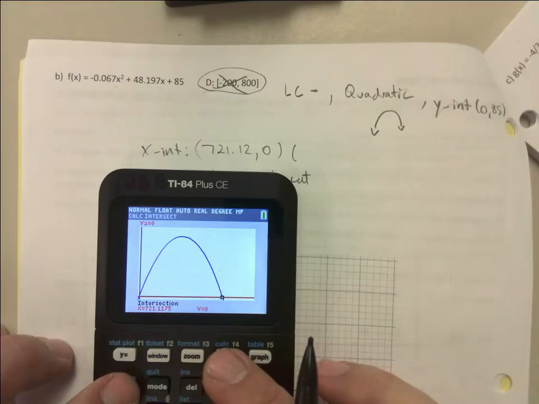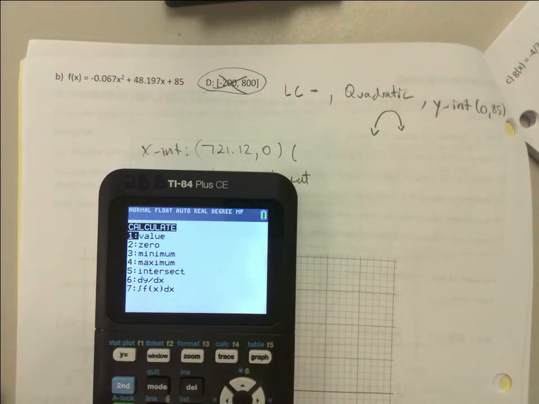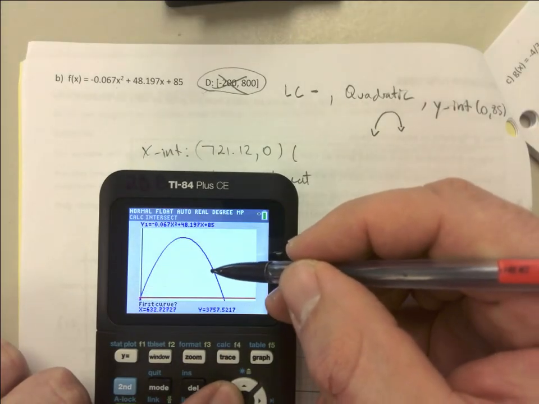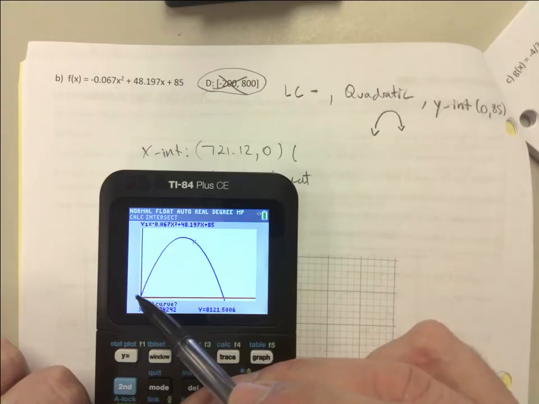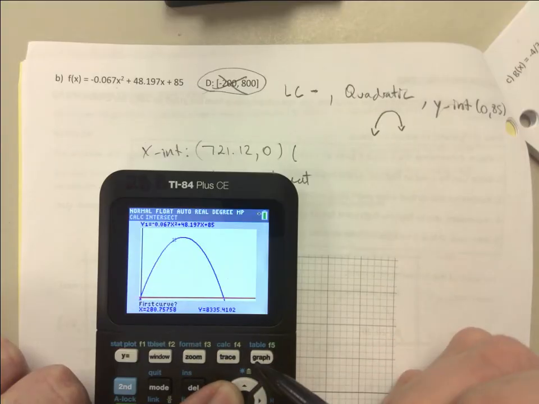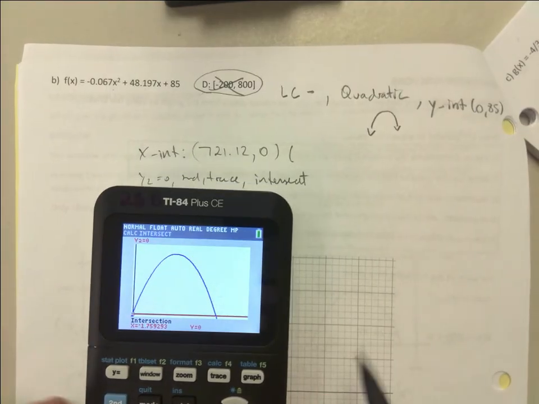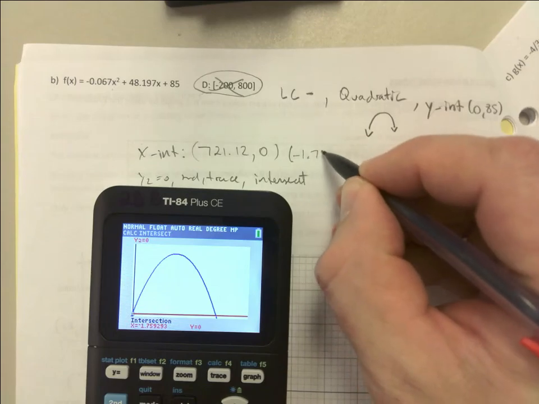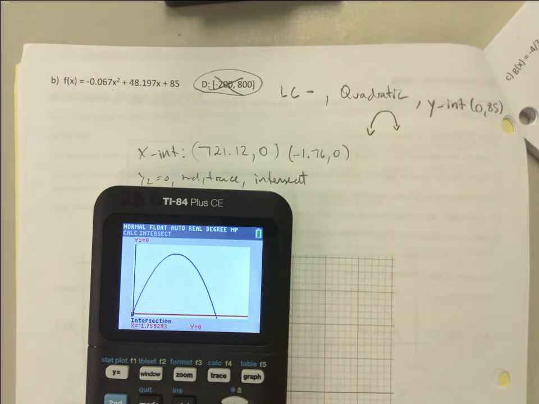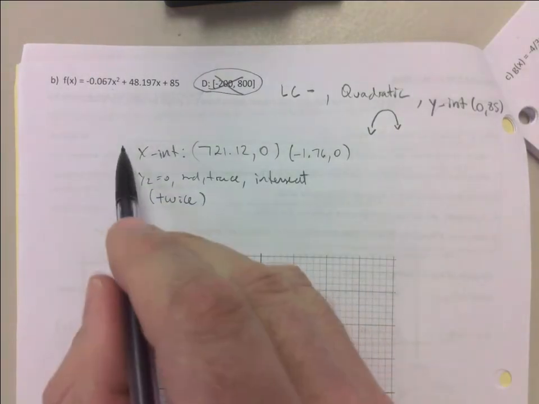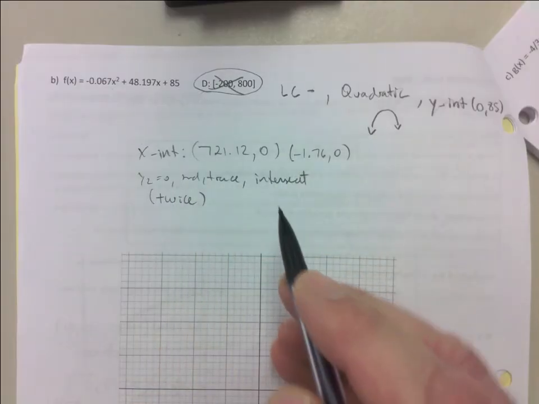We do this all over again. Second trace, intersect. Now you hover over to the left. Just keep going till you get closer to this point here. Hit enter 3 times. Enter, enter, enter. That one is negative 1.76. I could have made it 6.7, but I didn't think that far ahead. So that's my x-intercept. I've got that.